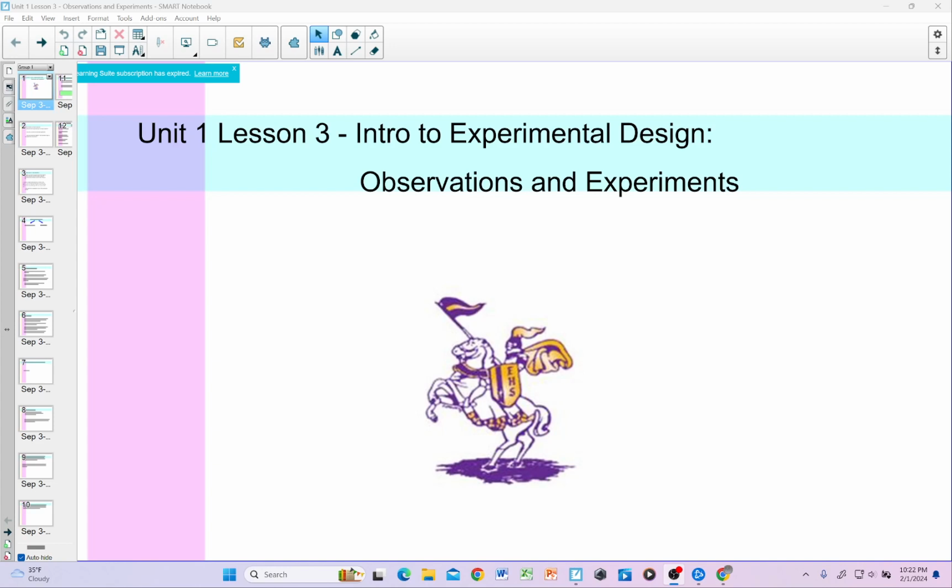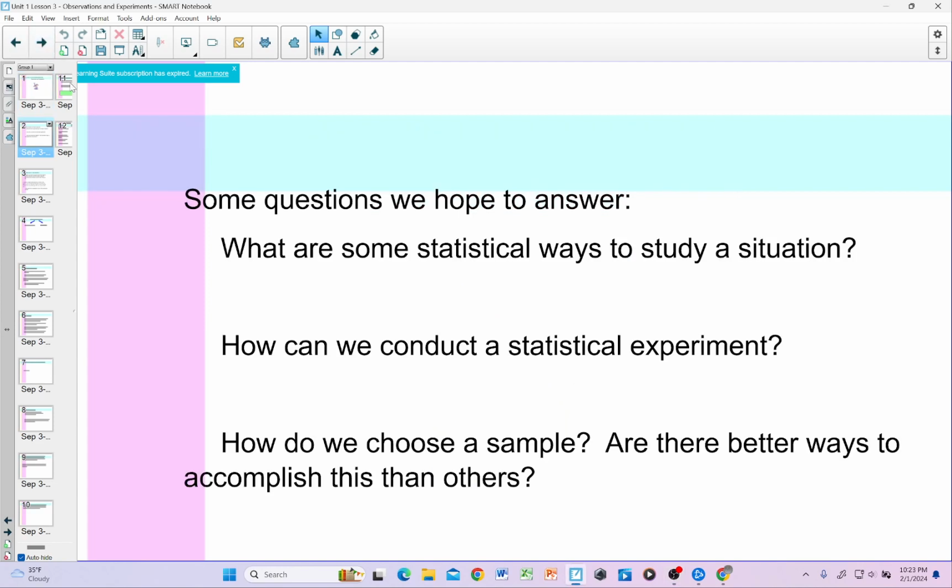Okay, so we are going to start with a little bit of a description on what a good experiment or a statistical study, I should say, looks like. And they could come in either observations or experiments. So here are some questions that we hope to answer over the next couple lessons. So, what are some statistical ways that we could choose to study a situation?